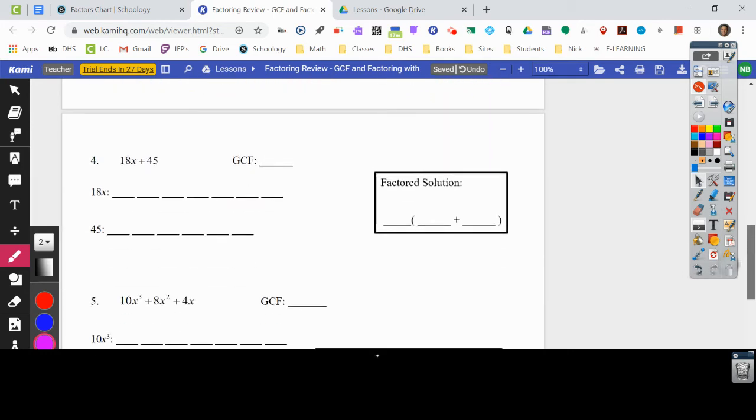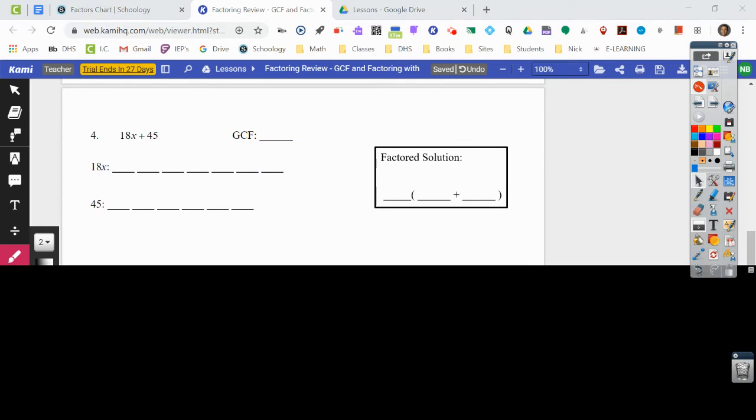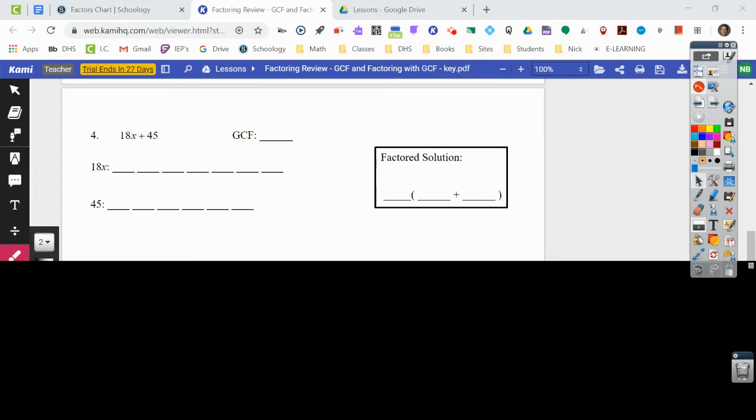All right, let's look at example number 4. We have 18x plus 45. Let me switch colors back up here, back to blue. So 18x. I have an x that's going to go out here. I have 1 times 18, 2 times 9, and 3 times 6.